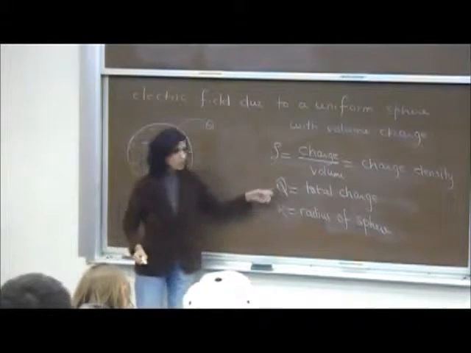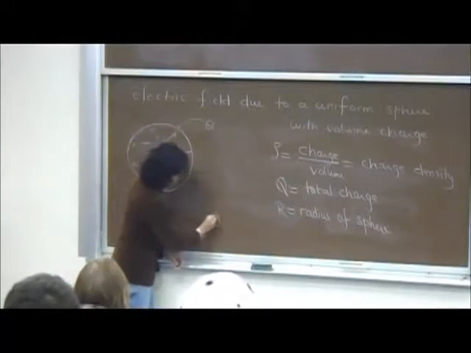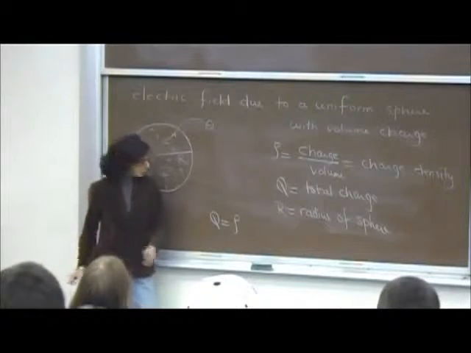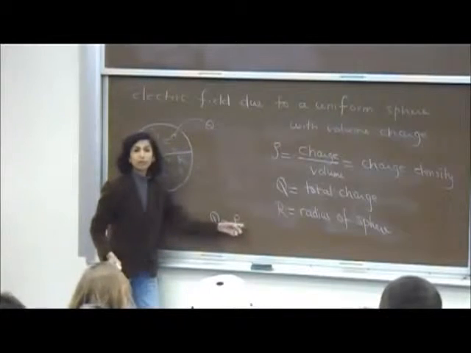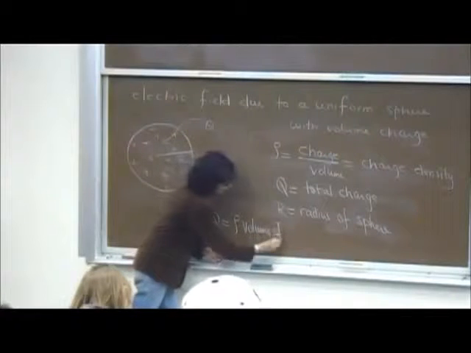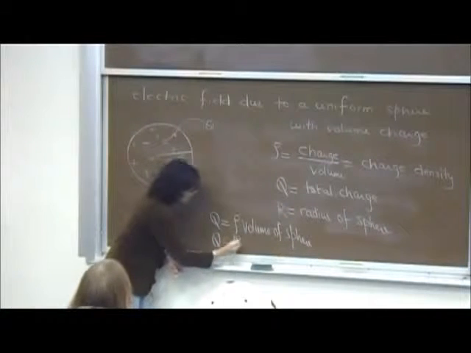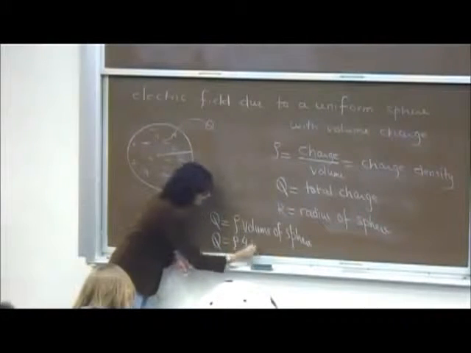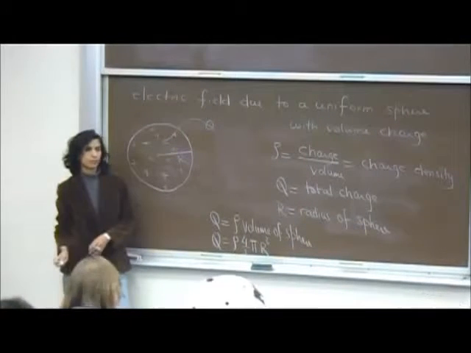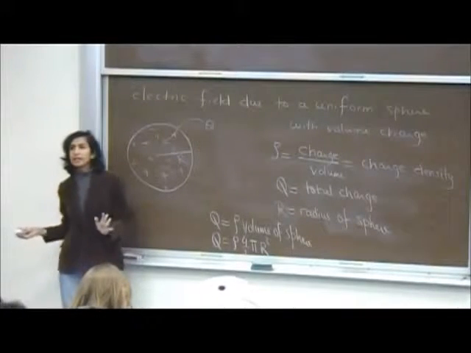Who wants to tell me the relation between these three things? Go ahead, please. Q is equal to rho times what? 4/3 pi r cubed. Very good. It will be Q is equal to rho times the volume of the sphere, right? And as she correctly points out, volume of the sphere is 4 over 3 pi r cubed, right? Is that making sense?